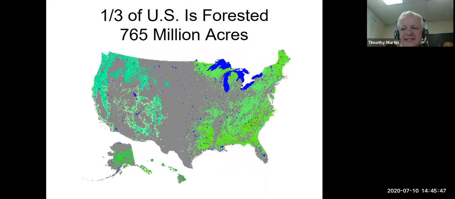In the United States, about a third of our country is forested. That's something that we're really fortunate to have. We have lots of forests. Of those 765 million acres, about 42% is publicly owned by government entities, and about 58% is privately owned. So that's how I'm going to organize this lecture. I'll start and talk about all the different categories of public ownership, and then I'll talk about the different categories of private ownership.